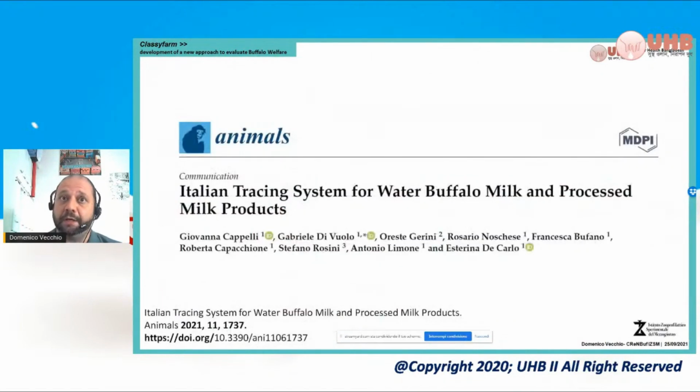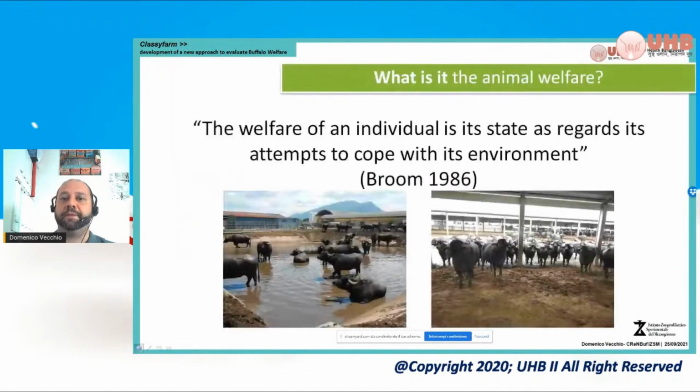So, for those interested in learning more about this aspect of the traceability system, I'll leave you the link to the paper. And going to the core of the presentation.